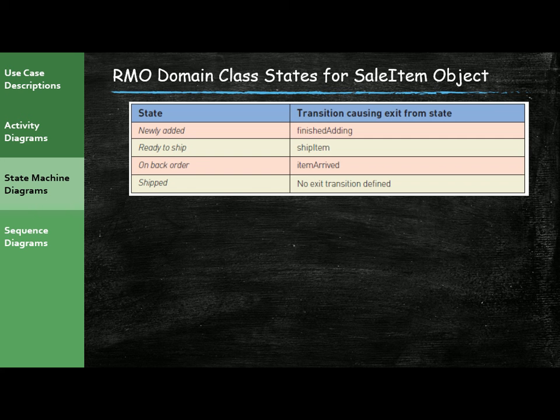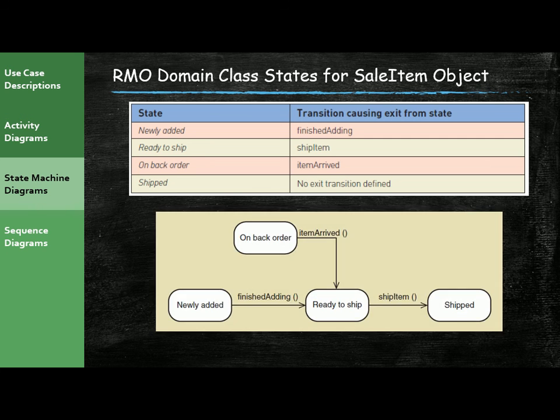And that's it. So if I were to draw a very basic state machine diagram for that, it would look like this. So we have on back order, the item has arrived, it's ready to ship, and then it gets shipped. If it's newly added, if it's ready to ship, then it gets shipped. Otherwise, it's on back order.